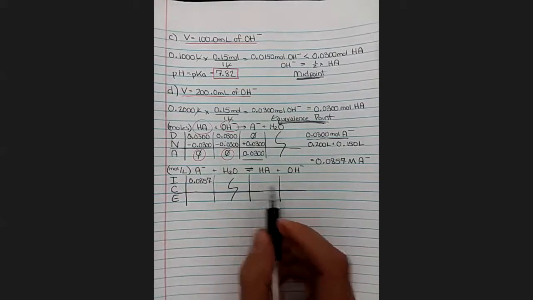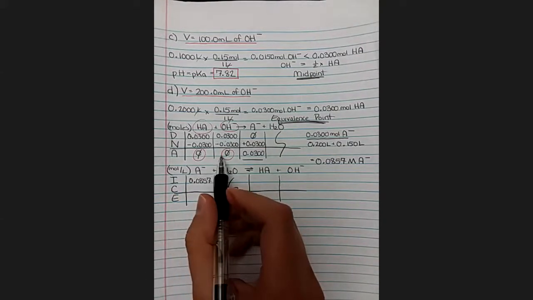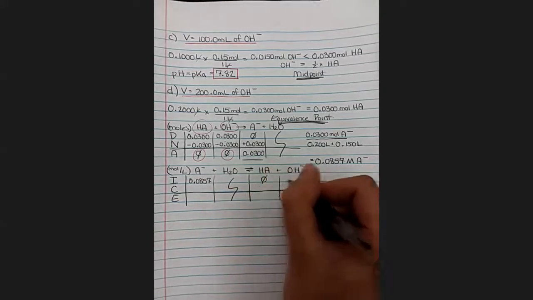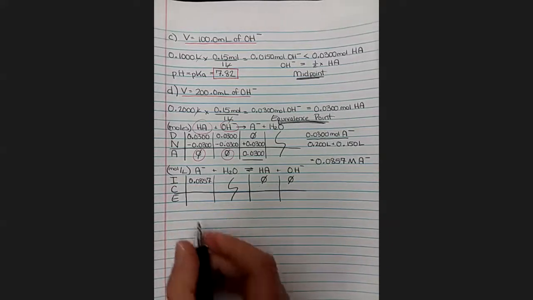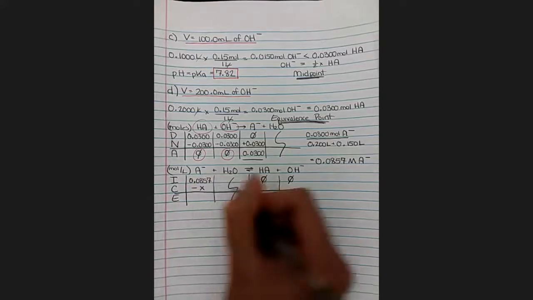And then both the HA and the OH minus went to 0. All of those were neutralized. They were used up in that neutralization reaction. So all we have in the solution initially is the weak base. It pushes towards the product side by some small amount, which we need to find.